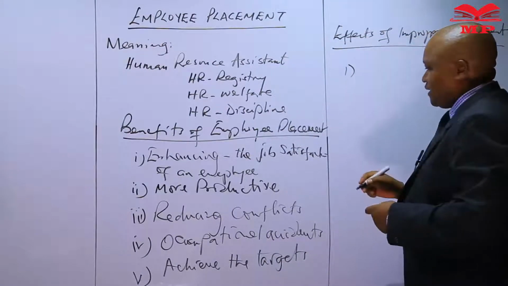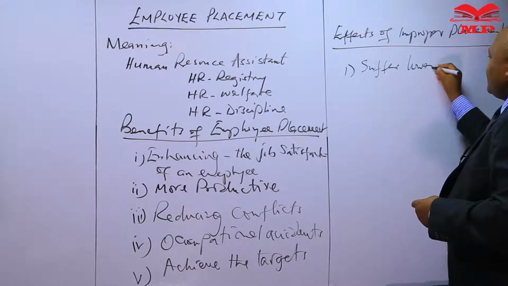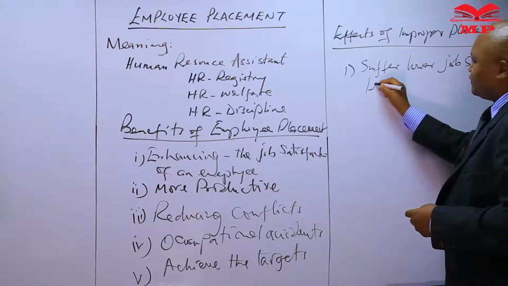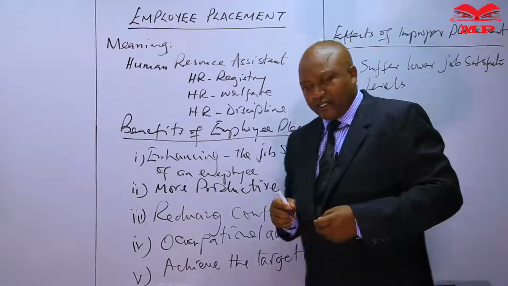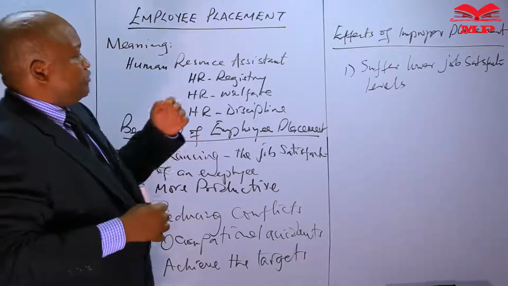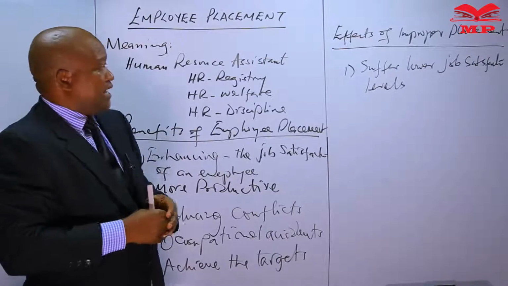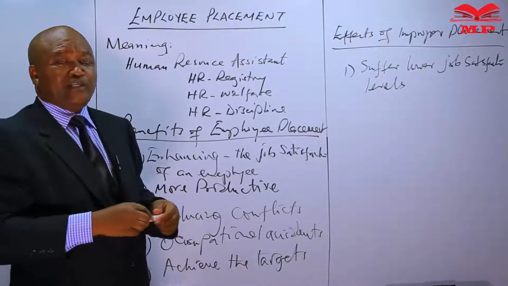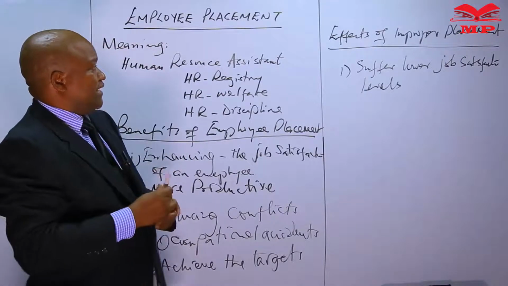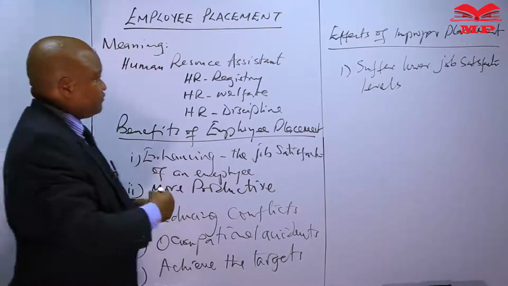So one, employees may suffer lower job satisfaction levels. What this implies is that an employee who is put in a job where they are not satisfied, their job satisfaction and esteem will be low. This will ultimately also affect their performance, and once the job satisfaction of an employee is low, this may lead to other challenges like stress-related challenges within the working environment. Hence, that becomes a negative effect of improper placement for employees.